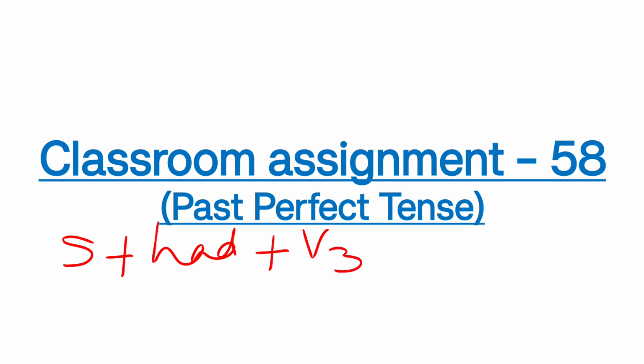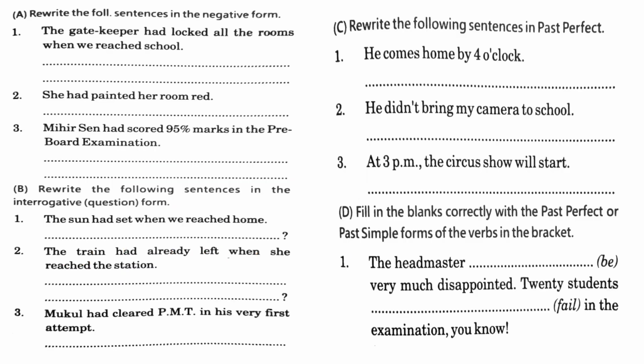This particular tense is used to describe an action that was completed before another action or a specific time in the past. It is particularly useful for establishing a clear sequence of events and emphasizing that one action occurred earlier than another. Let's understand this tense through this assignment. So, without further ado, let's proceed.